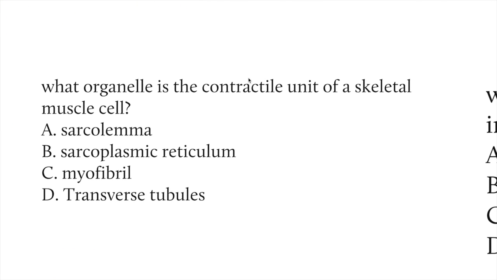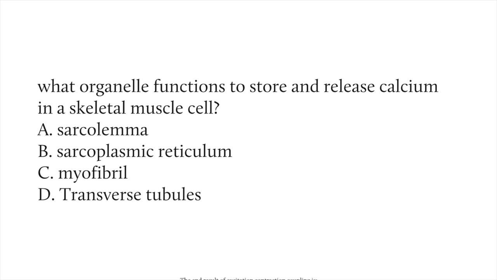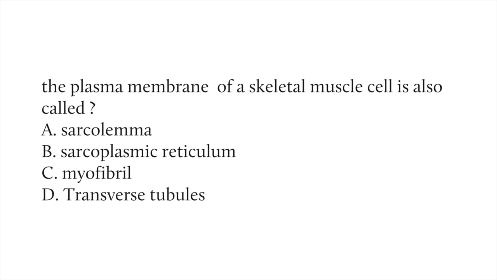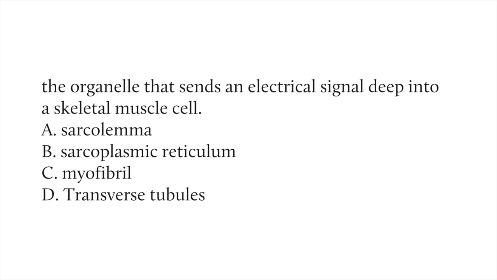Alright, some review questions. Which organelle is the contractile unit of a skeletal muscle cell? And that would be C, the myofibril. Then what organelle functions to store and release calcium in a skeletal muscle cell? And that would be B, the sarcoplasmic reticulum. The plasma membrane of a skeletal muscle cell is also called the, and that would be A, the sarcolemma. The organelle that sends an electrical signal deep into a skeletal muscle cell would be the transverse tubules.